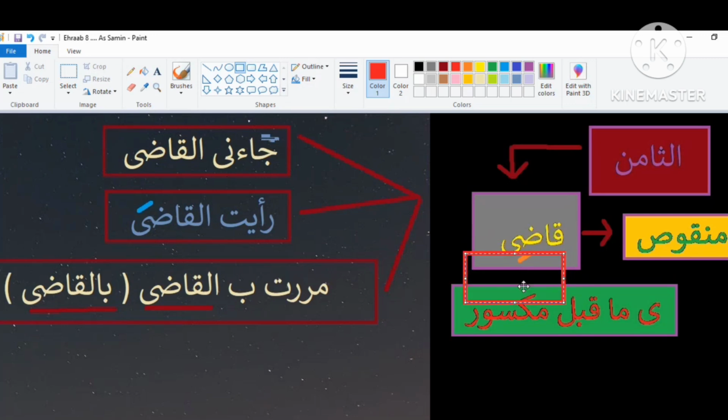So, ma qabal means what is before: ma means what is, qabal is before. What is before? Maksur means given kasra. What is before is given kasra. So it has ya and kasra before.